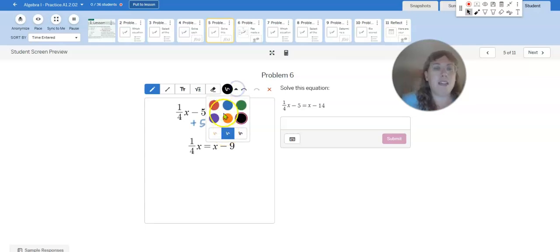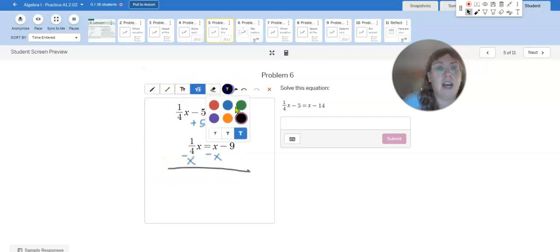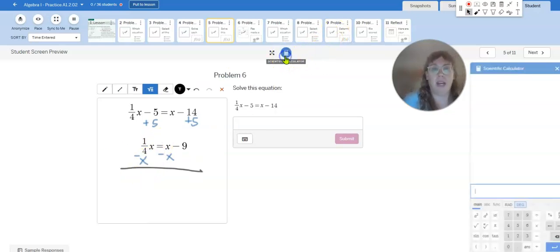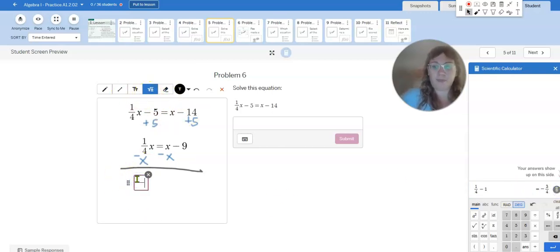Now I do want my x's on the same side, so I am going to subtract x from both sides. And although this looks messy, our terms here are 1/4 x minus 1x. So take it into the calculator. What is 1/4 minus 1? We get negative 3/4. So negative 3/4 x equals negative 9.